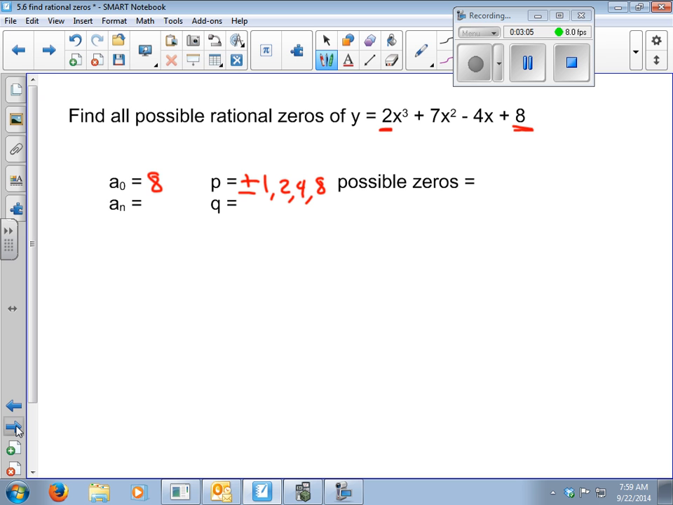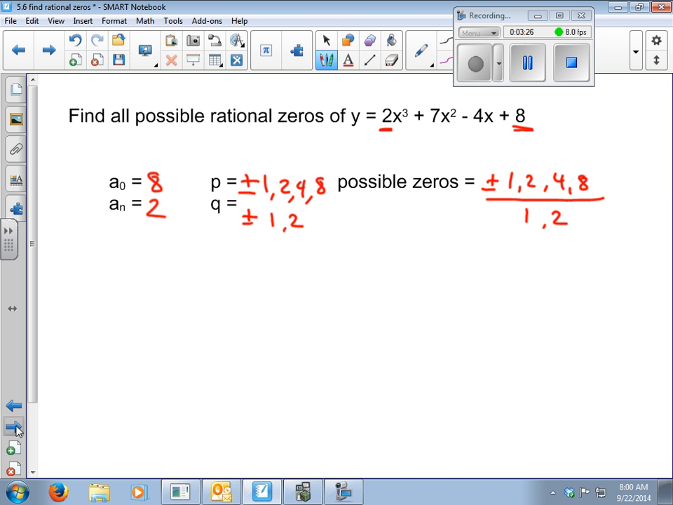A sub n will be our term in the front. That number is 2. And the only numbers that multiply together to give me 2 are 1 and 2. My possible zeros will be P over Q: plus and minus 1, 2, 4, and 8 over 1 and 2.